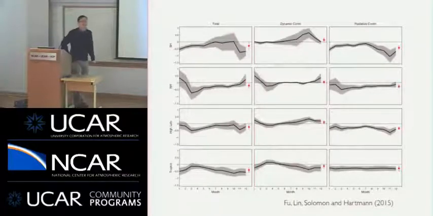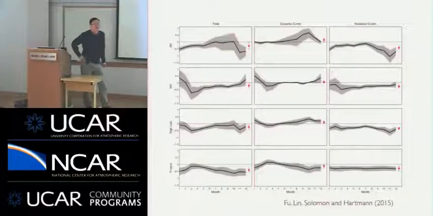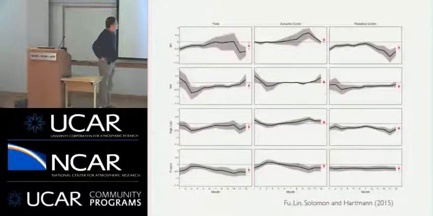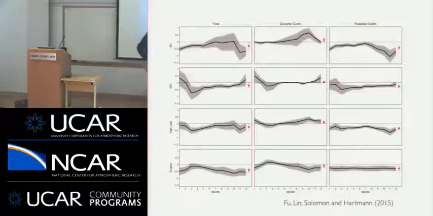Why do you have a negative trend in both the tropics and the high latitudes in the radiative part? Why do we have cooling in both places? Is it mostly ozone?